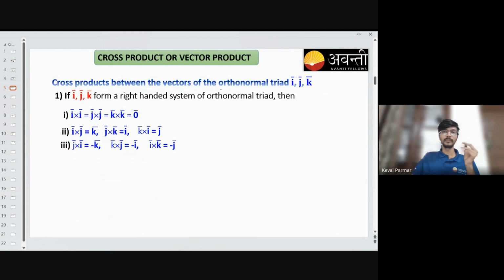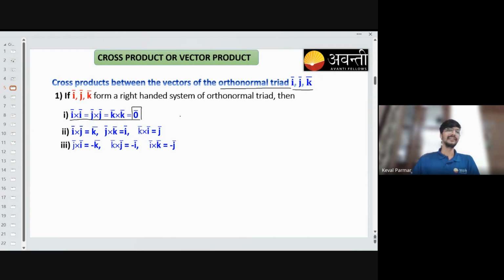Cross product of orthonormal triad. Orthonormal means all the vectors here, i, j and k, are perpendicular. Why are they perpendicular? Because i is along positive x, j is along positive y, k is along positive z. So x, y, z axes are mutually perpendicular. Therefore, i, j, k are also mutually perpendicular. And such mutually perpendicular vectors are called orthonormal vectors. And since there are three vectors here, it is called a triad. So we have already discussed this. Cross product of a vector with itself. Cross product of any vector with itself will always be equal to 0, or will always be equal to null vector.